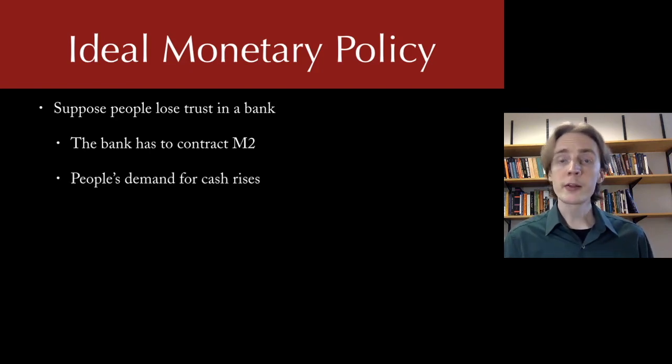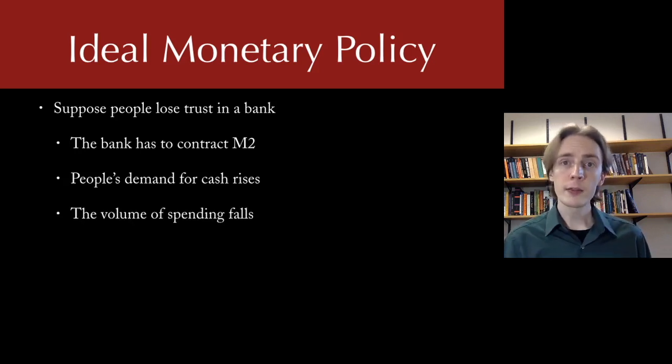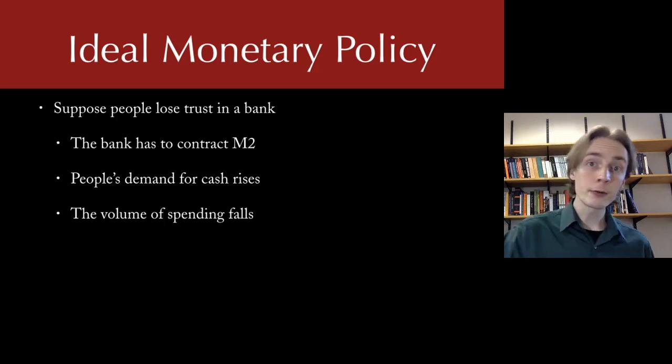So people are increasing their demand for M0. So the demand for money is going to rise, the money multiplier is going to fall, and the volume of spending is going to fall this way too. This is our scramble to safety story. So we've got a scramble to safety that has the potential to send the economy into a recession. The volume of spending is going to fall, prices are going to need to fall.